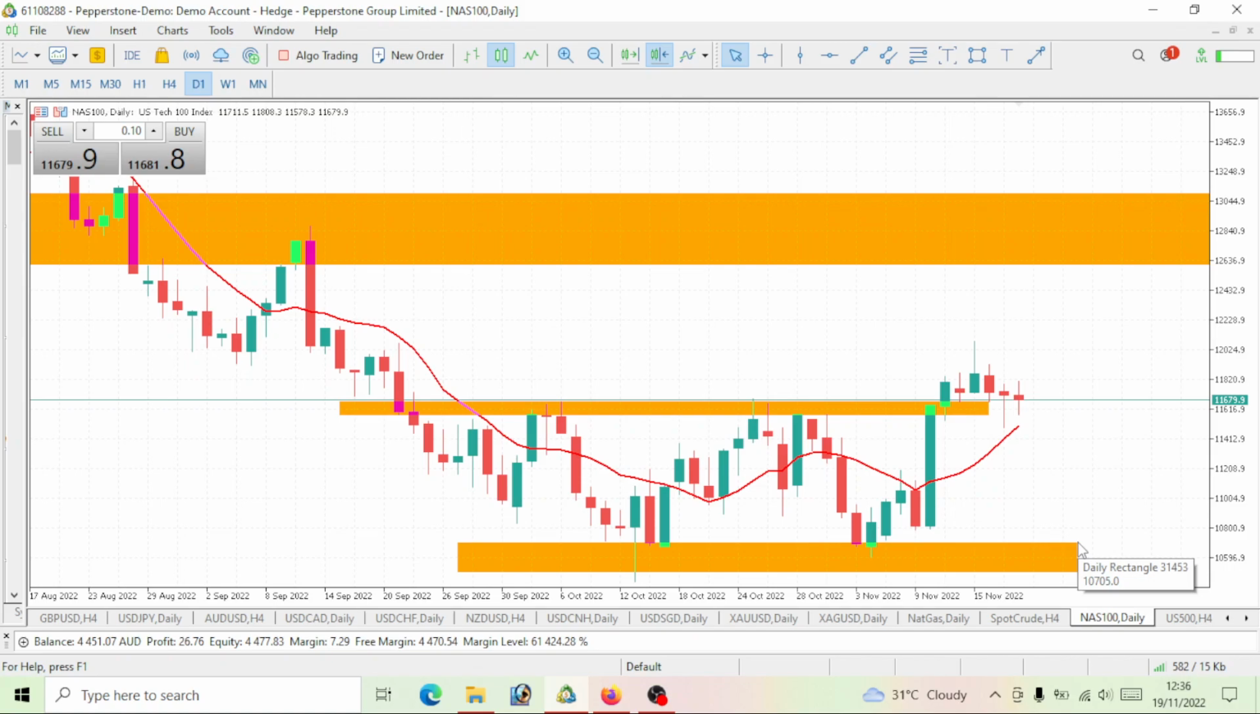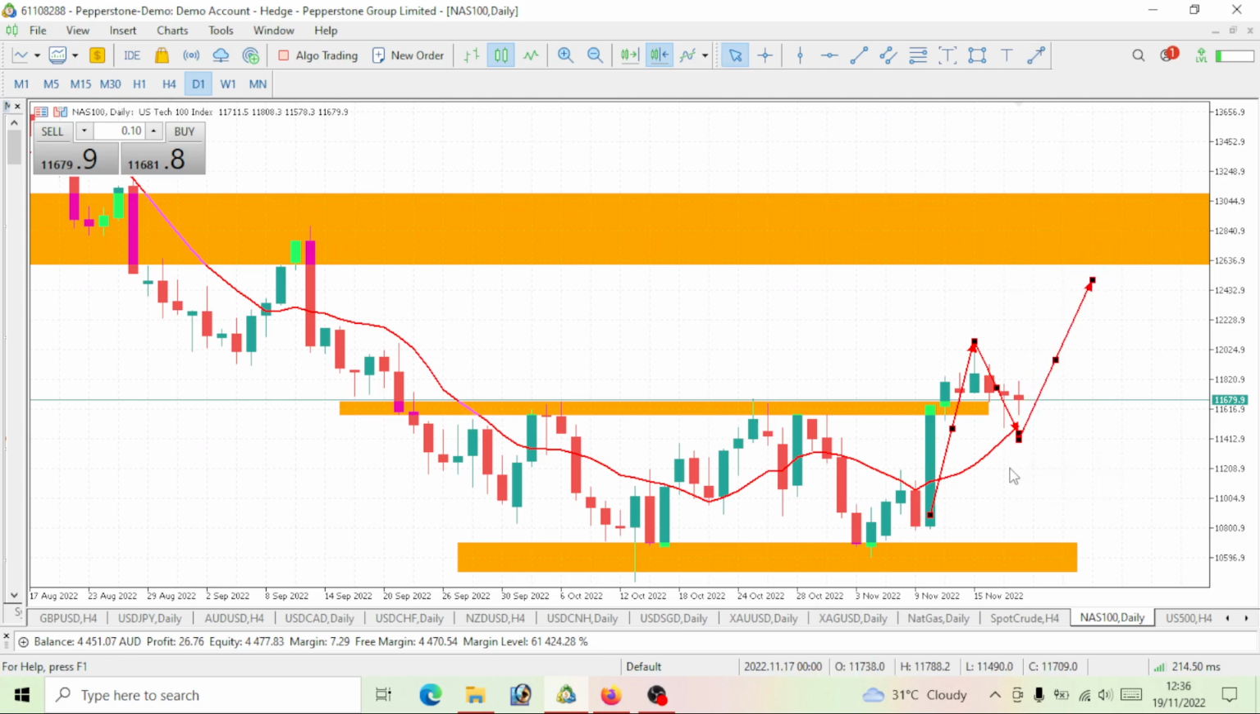Same thing if price breaks out of a resistance level, price must definitely come to test that resistance level. So we saw price broke out of this resistance. So now we see that price has come to test it. So after the testing, we should be expecting another bullish move on this NASDAQ 100, right?